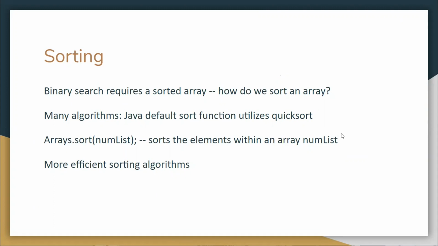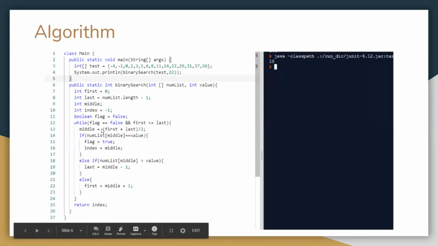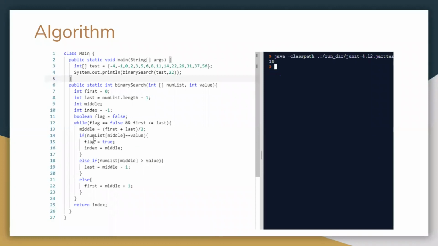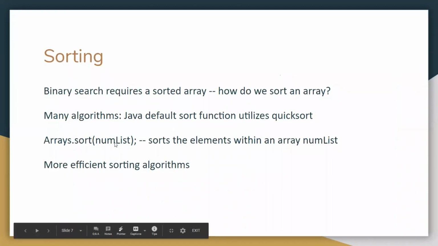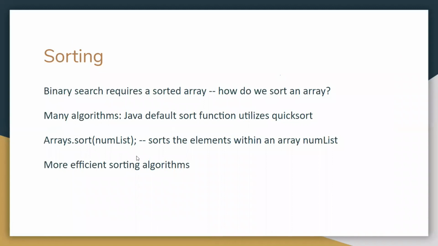And how do we use this default sort function? We type Arrays.sort and then the name of the array. From our previous example, we named it numList, the array numList here. So if we want to sort numList before we apply the binary search algorithm to it, we would just do Arrays.sort(numList) with the semicolon. This function sorts the elements within the array numList, changing all of the indices of the elements within it, but otherwise retaining its original name and elements within it.